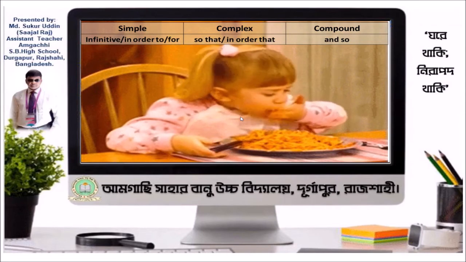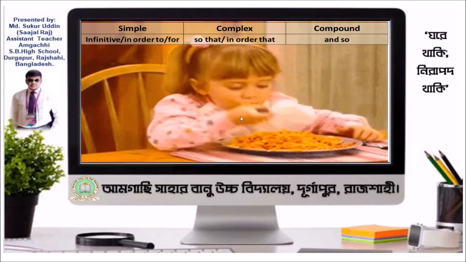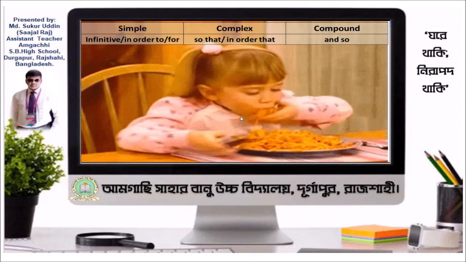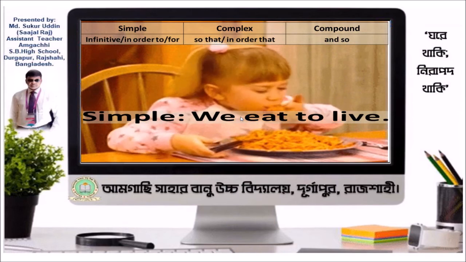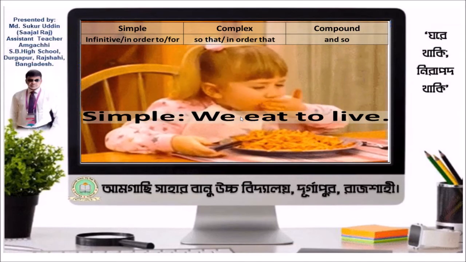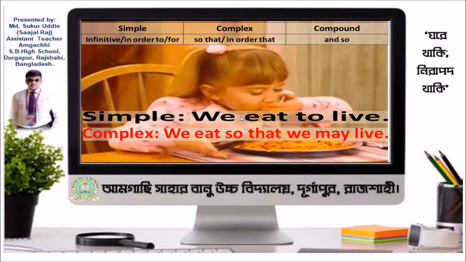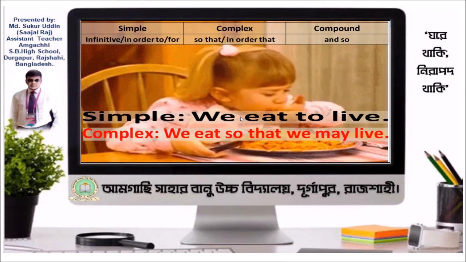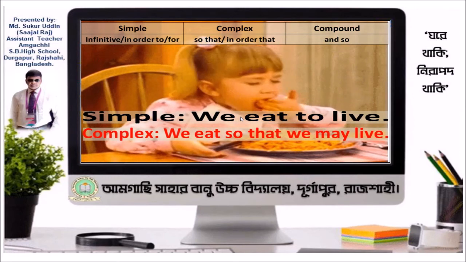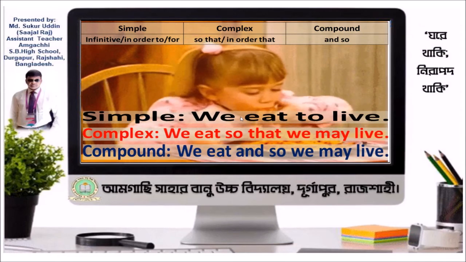Okay. Look at here. Infinitive or "in order to" or "for" will be used for a simple sentence, and "so that" or "in order that" for the complex, and "and so" for the compound. Okay, simple: We eat to live. Look at "to live" here, it is an infinitive. Infinitive is also a non-finite verb, you know. And complex: We eat so that we may live. Here, "may" is used for probability because we know that "can" is used for ability and "may" is used for probability. Do you understand? Compound: We eat and so we may live.